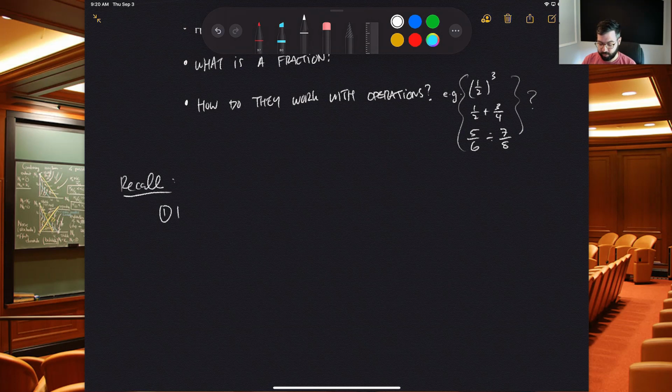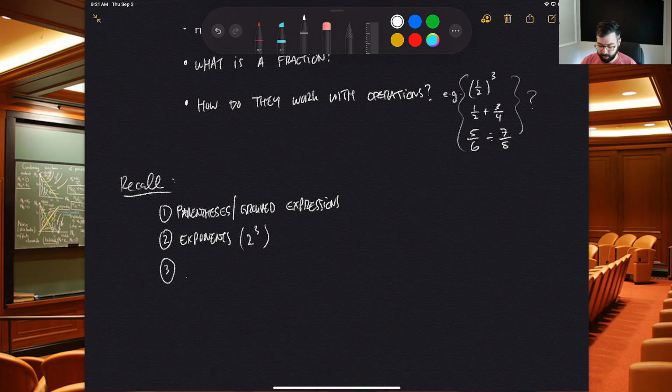We said first order of business is parentheses, or what we call grouped expressions, because we saw that sometimes you have brackets and it doesn't mean that comes first, because brackets sometimes mean multiply, right? So context is important as always. Second was exponents, something like 2 to the third power. That's superscript, which means repeated multiplication. And we had multiply and divide, and then we had add and subtract.